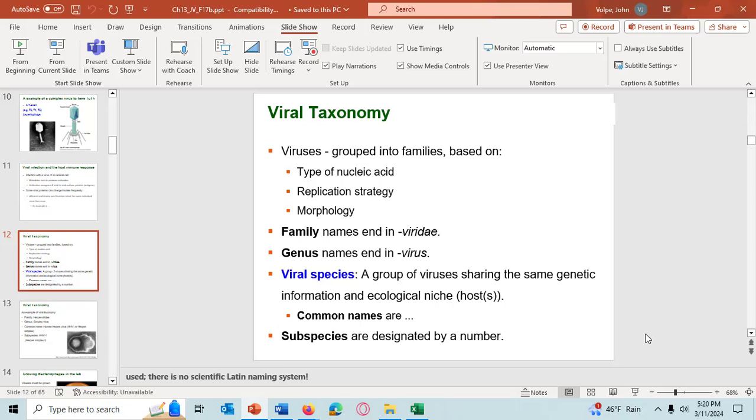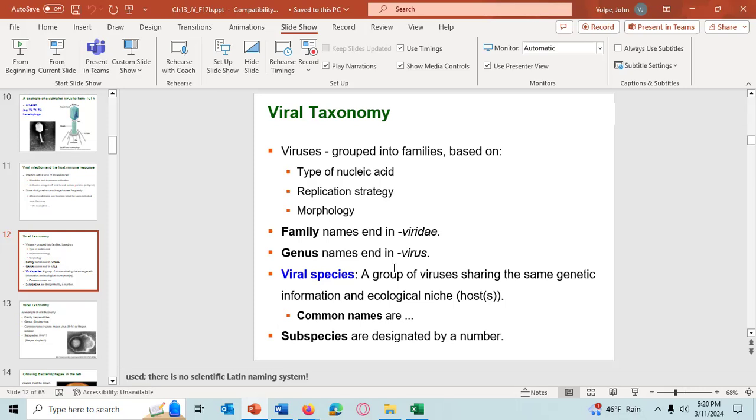But we do group them into families, and then into genuses, and then into viral species, and then subspecies underneath that. A virus family name will end in viridae. So when we're talking about the herpes family of virus, I will use the name herpesviridae. The genus name ends in virus. So for the herpes genus, it would be herpesvirus.